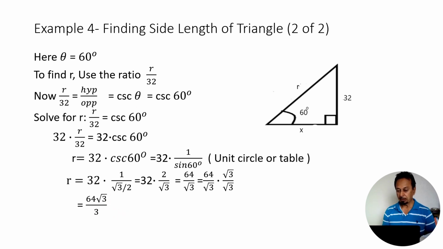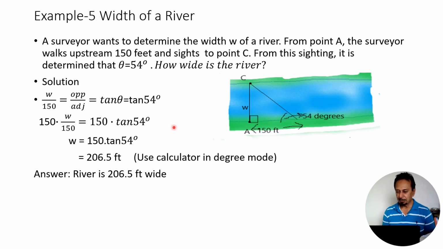Okay, so here, Example 5. A surveyor wants to determine the width W of this river. From point A, the surveyor walks upstream 150 feet and sights to point C. From this sighting, it is determined that theta is 54 degrees. We want to know how wide the river is.